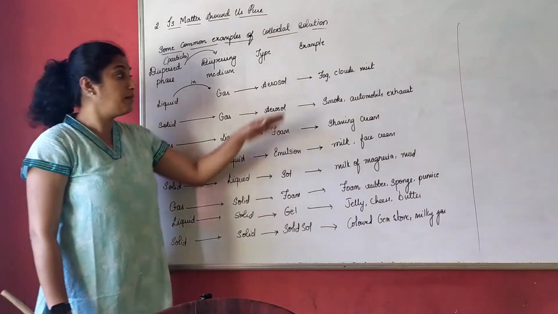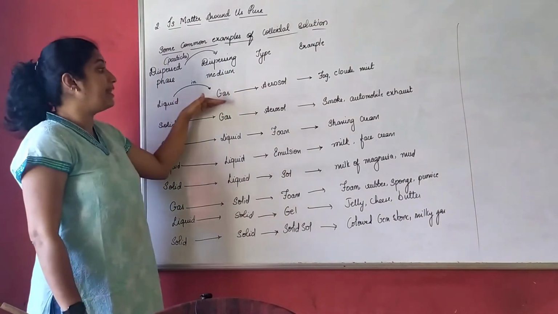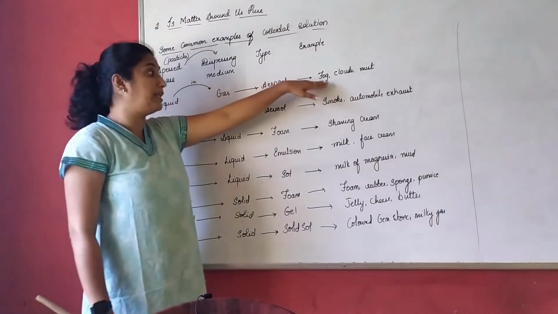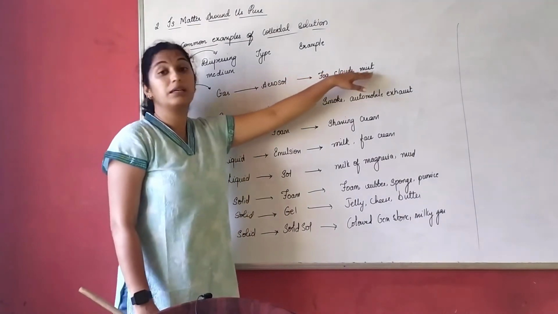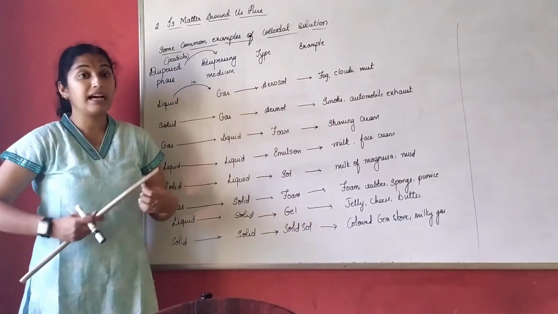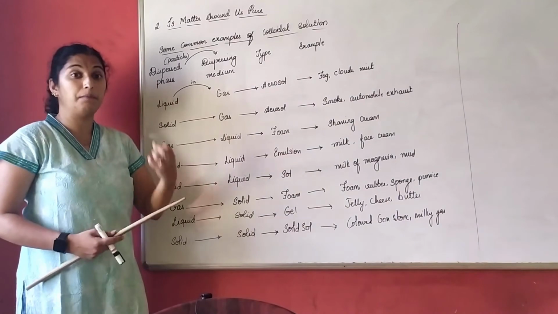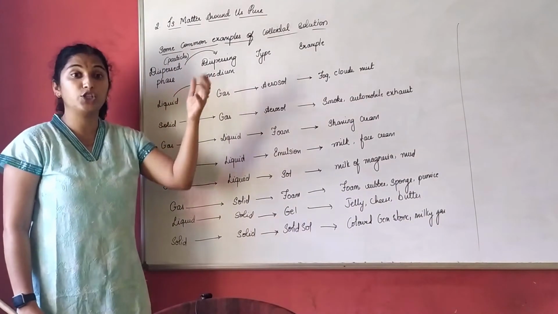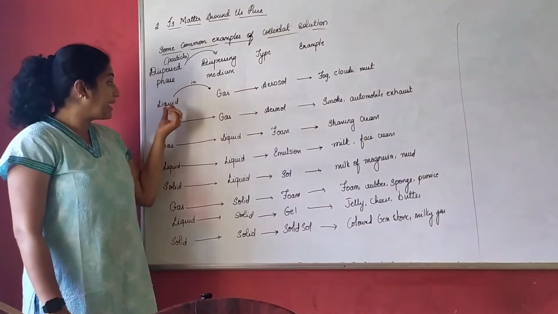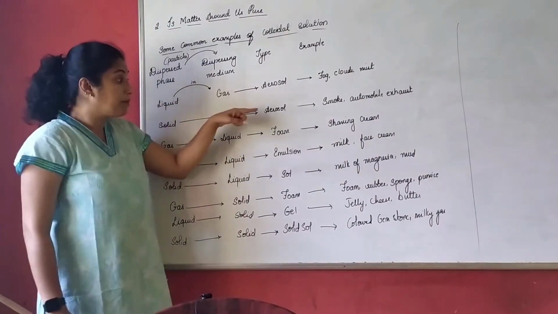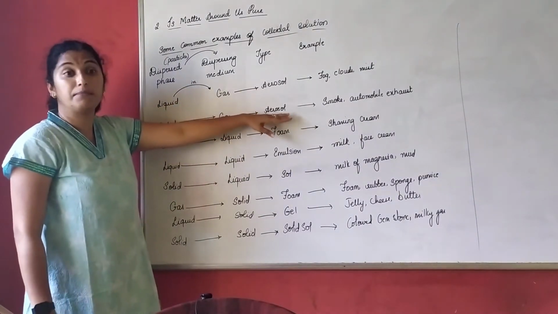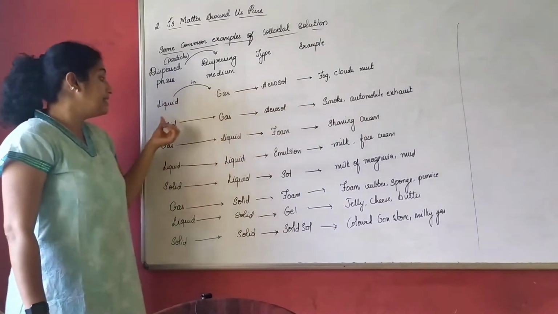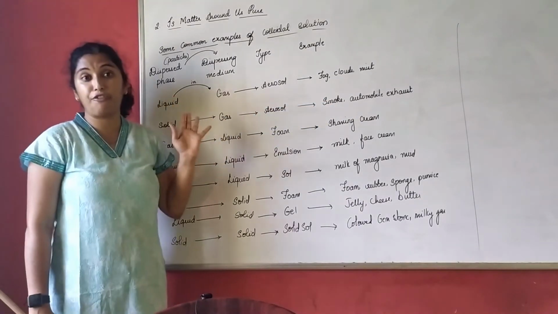Examples of aerosol here in this form. Liquid in gas form, aerosol examples are fog, clouds, mist. Things are a bit complex here to understand, but try to understand that in depth by visualizing, imagining these things, right? Again I go with it. See here, because the second one is also aerosol, but the second one's examples are different. The second one's phase and medium is different.